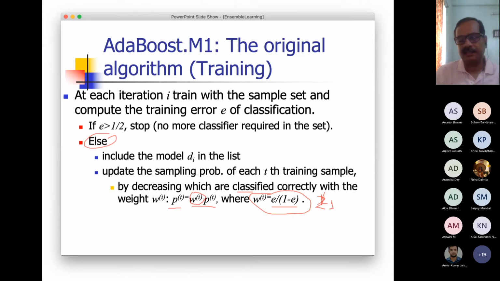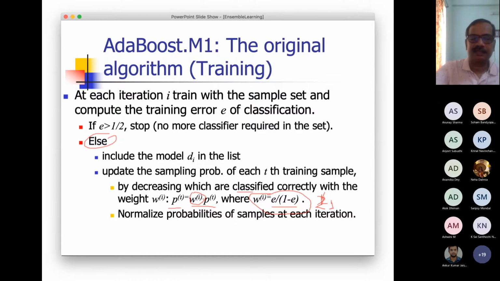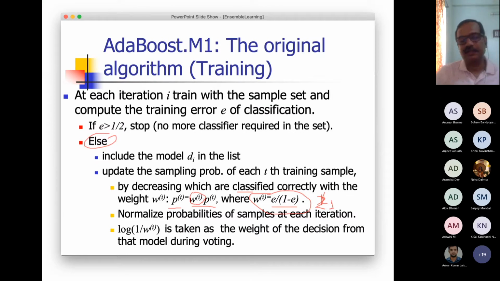So in the next stage, the probability of sampling this particular correctly classified instance would be less. And you have to normalize it. As you are doing it for every sample, the sum of the probabilities has to be equal to 1, so that normalization step also has to be considered. And the weights are determined in this way: you take the logarithm of 1 by Wi as the weight of the decision.